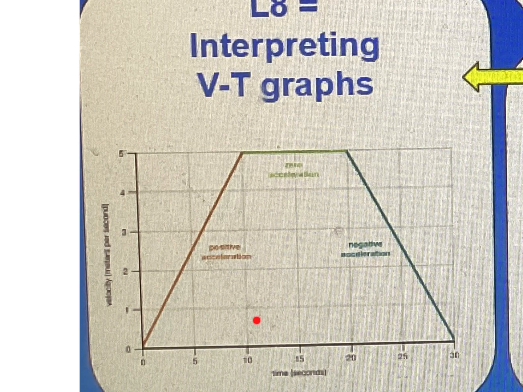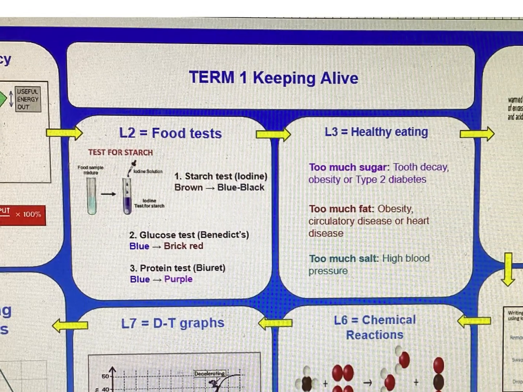One more thing you can do here is work out the distance traveled by using the area under the graph. In terms of this section here, I can do base times height. And in terms of these sections here, I can do half times base times height to get my distance. And that is term 1, keeping alive.